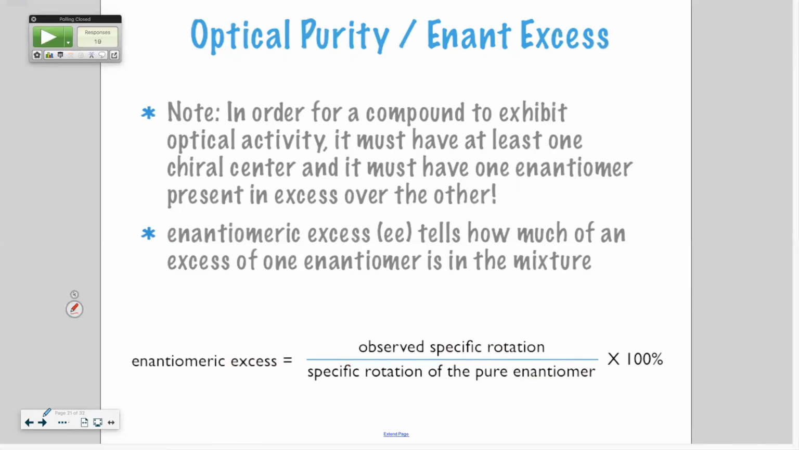So if you got 10 degrees on that last one, 10 divided by 13.5, sorry, I'm not good at that, is 74%. So that means you have 74% of one enantiomer in excess over the other.